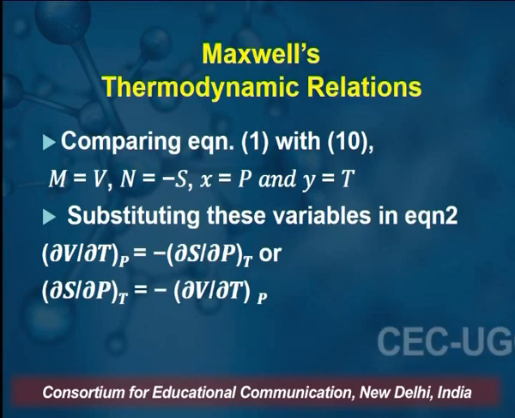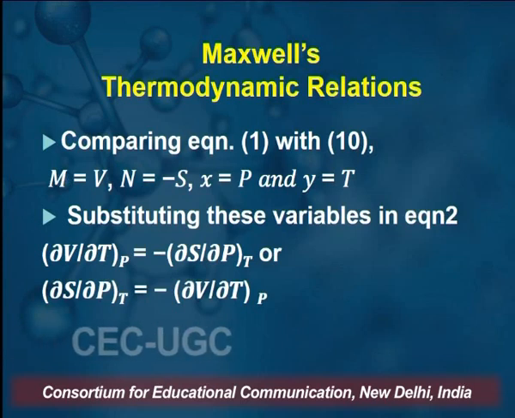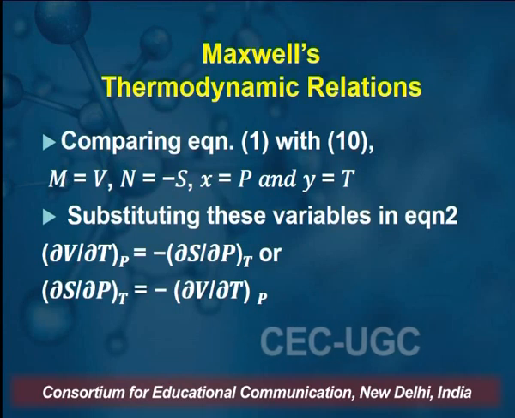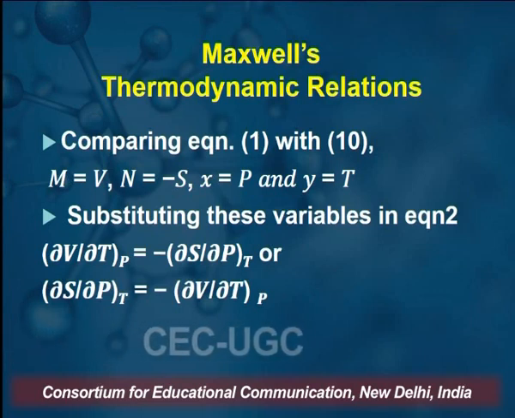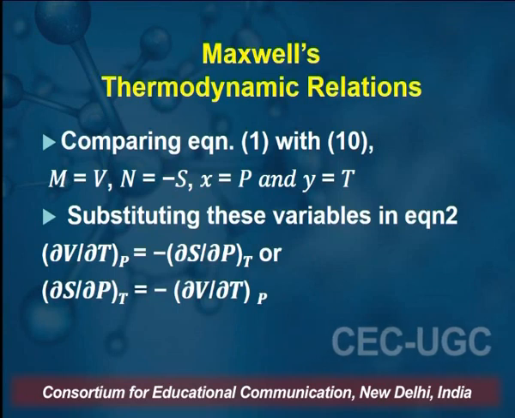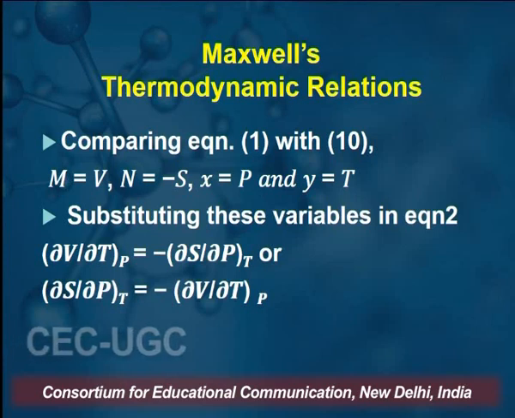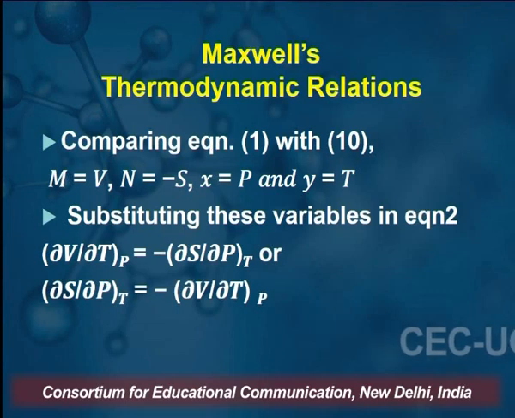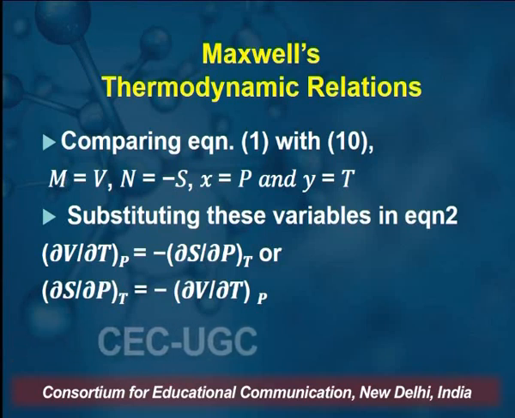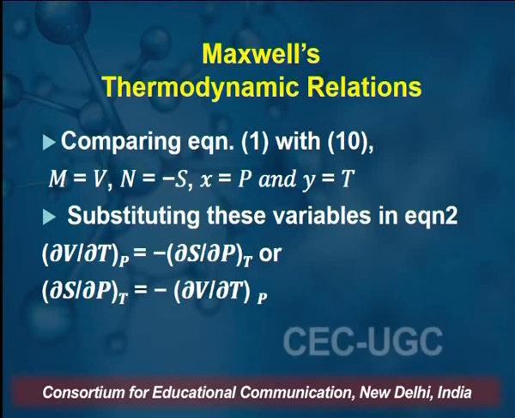If we now compare equation 1 with 10, we will see that M is nothing but volume V, N is minus S, that is minus of entropy. The constant variables in this case are x equal to P and y equal to T. So if we substitute these variables in equation 2, we get delta V by delta T at constant P is equal to minus delta S by delta P at constant T.